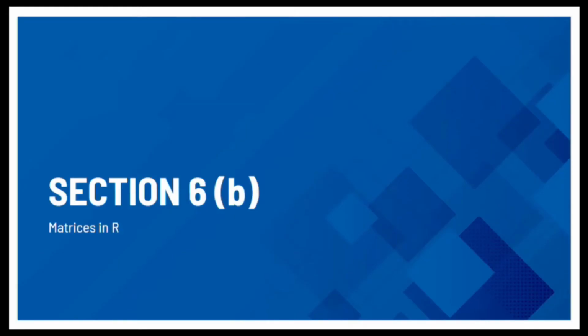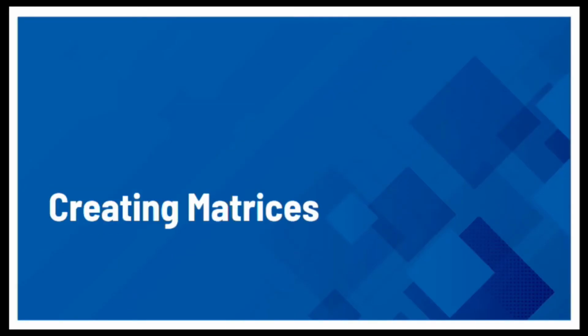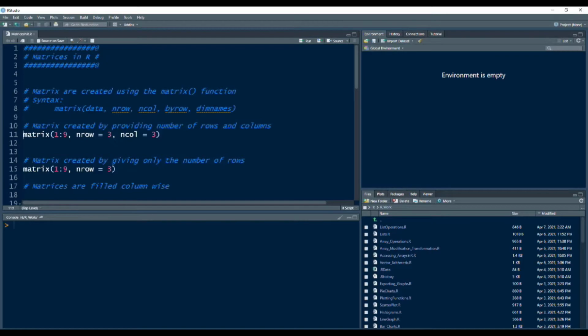Hello and welcome to this lab session. In this lesson, we will learn different ways of creating matrices in R programming language. A matrix is a rectangular array or table of numbers, symbols or expressions arranged in rows and columns. Let's start creating a matrix. Here we have the syntax to create it in RStudio.